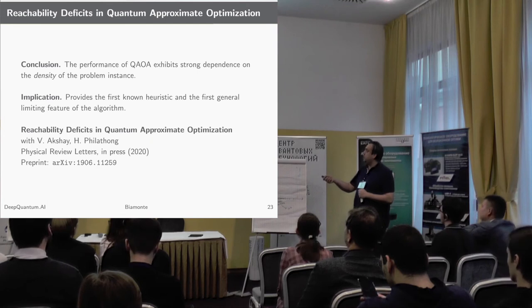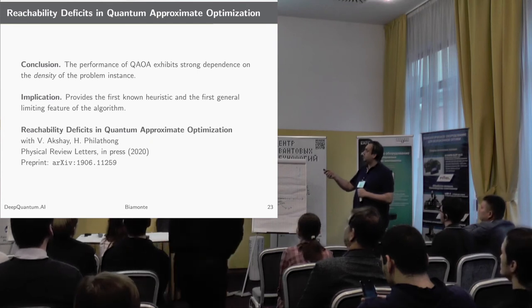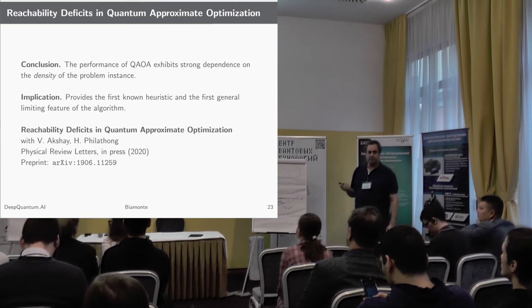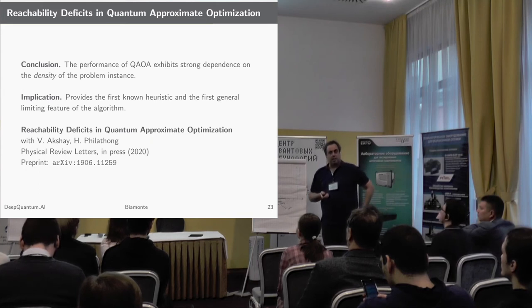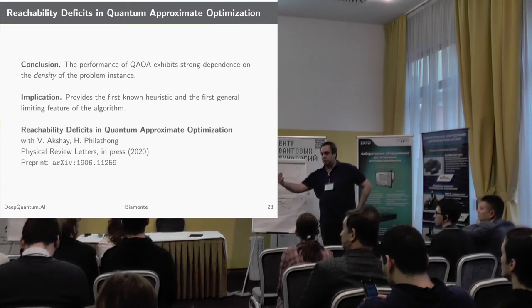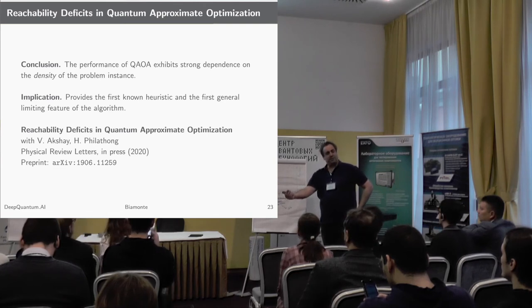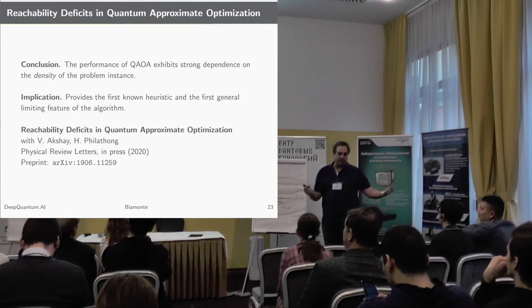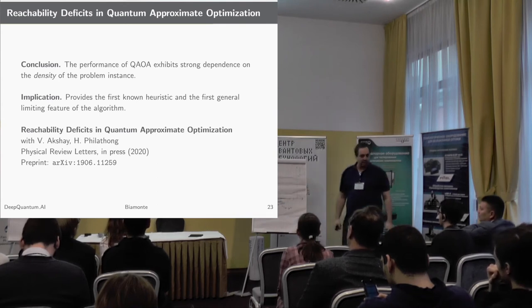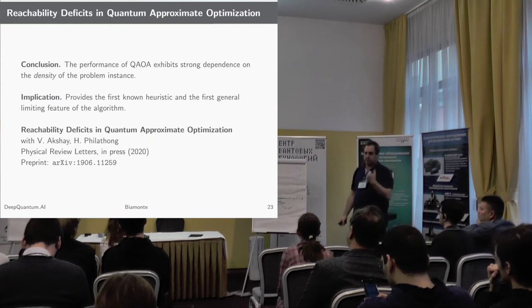The paper's there. It shows that the performance of QAOA exhibits strong dependence on the density of the problem instance. And here's the trouble. If you want to build that experimentally, think of it this way. As density goes up, the distribution of your coupling strength increases. Harder to build experimentally, right? Because if you have one frequency scale over here, and other frequency scales that are vastly different, that's going to be very difficult to build experimentally. And that's what that shows.